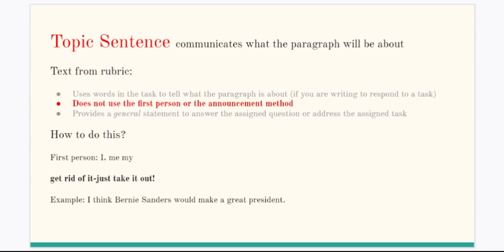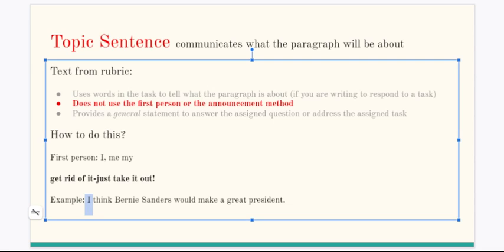Here's an example. It says, I think Bernie Sanders would make a great president. Now, Vermonters love Bernie Sanders. And when I made these slides several years ago, Bernie Sanders was running for president, and I had a class that was Bernie crazy. So this was a great example to use for them. Anyway, this sentence says, I think Bernie Sanders would make a great president. And maybe when you were in fourth grade, this would have been a really good topic sentence. But we want to get that first person out.